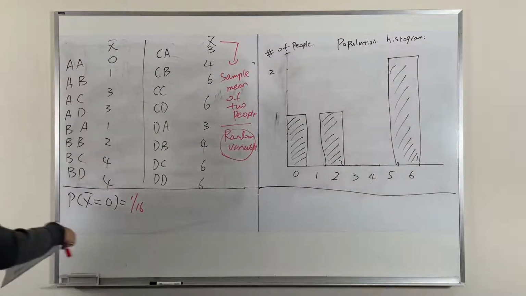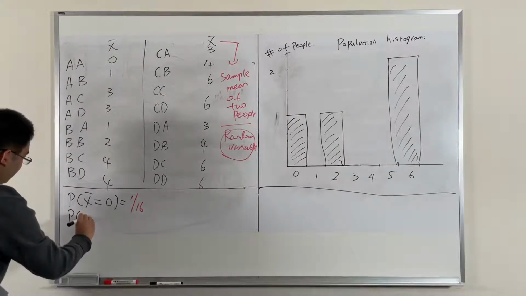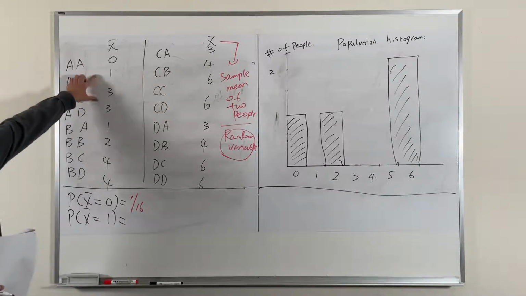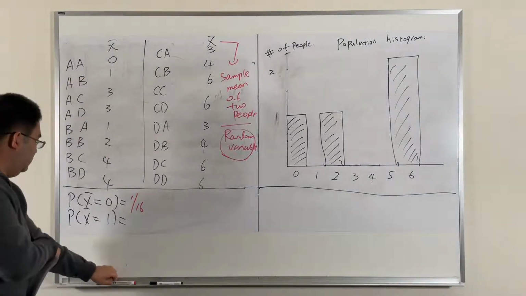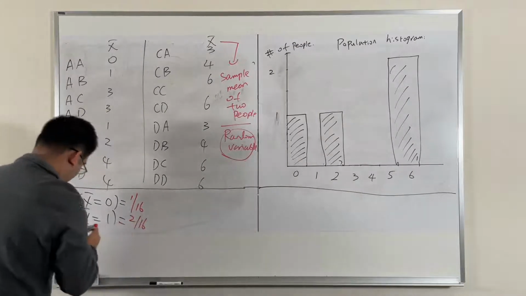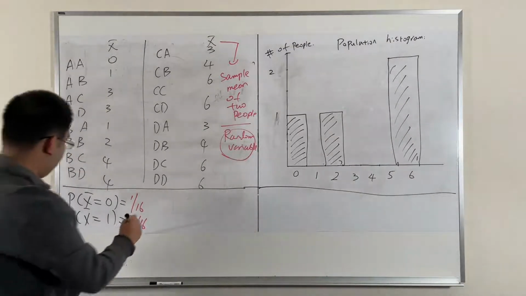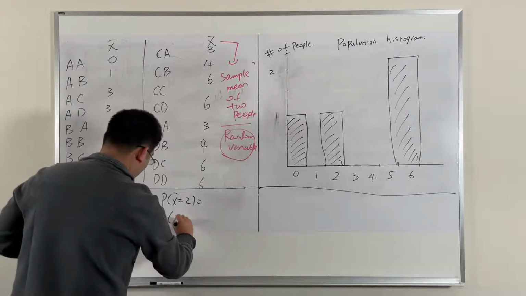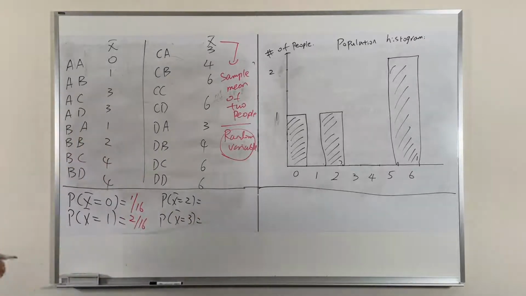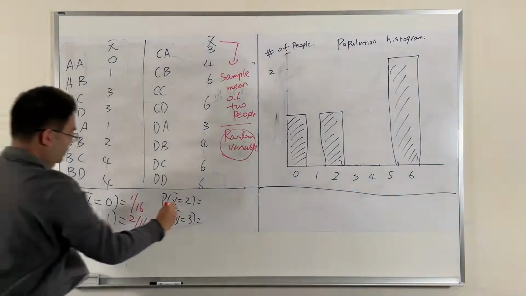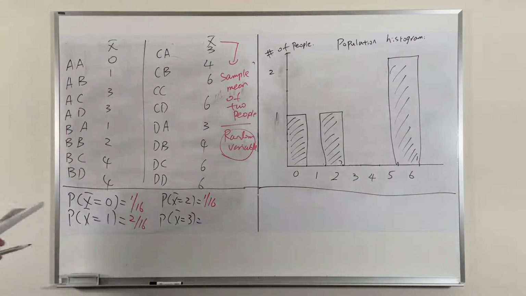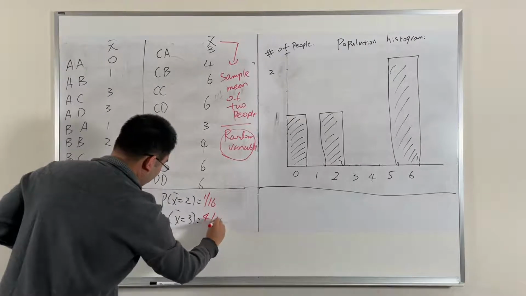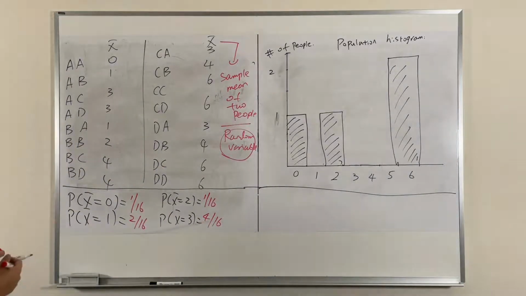Next, what's the probability x bar equals 1? How many of them? You have 1 and 2, and you have 2 and 1. So we're going to have 2/16. Good. Then probability x bar equals 2 and x bar equals 3. How many 2's do you have? Only 1 here, so it's 1/16. How many 3's do you have? 1, 2, 3, 4. So 4/16. Good.